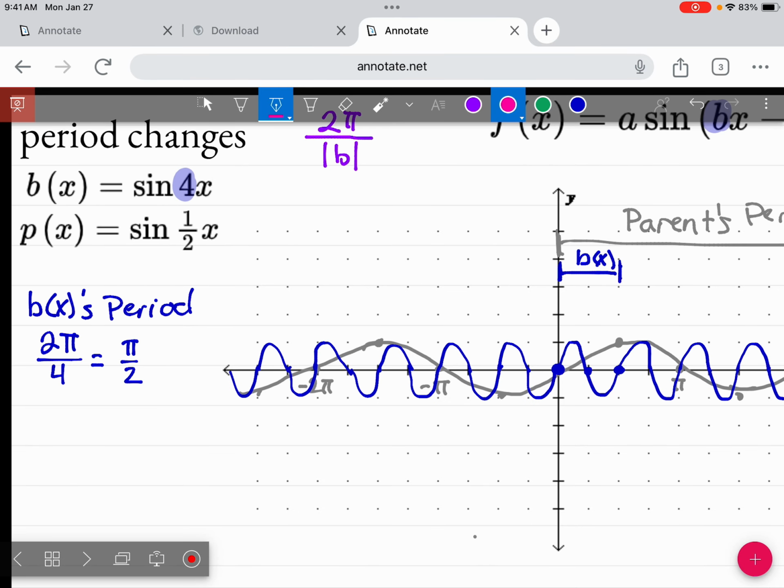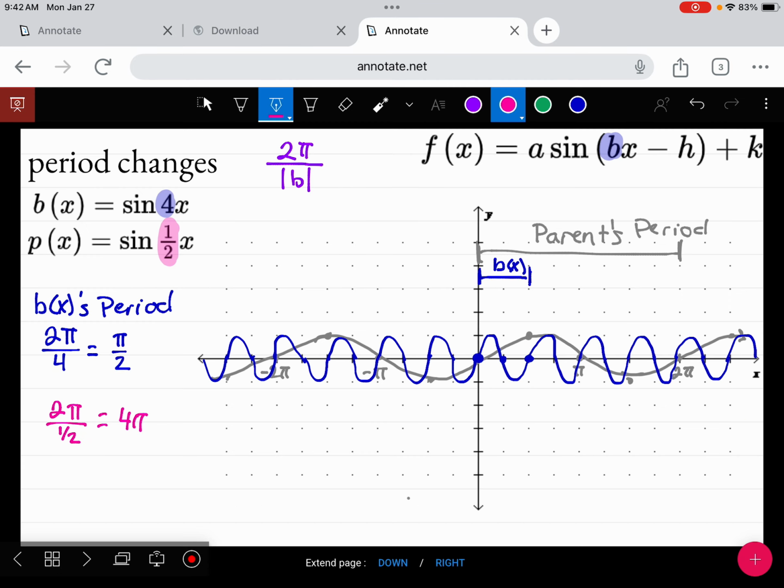Sometimes we'll have to shift the other direction. Let's look at P of x real quick. If we take 2 pi and divide it by 1/2, what is 2 pi divided by 1/2? 4 pi, right? So this period is significantly longer. In order to get even one period on here, I'd have to come all the way back to minus 2 pi so that I could stretch all the way up to 2 pi. Oops, I don't want to overshoot it.